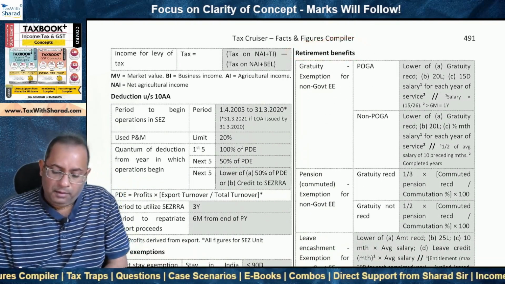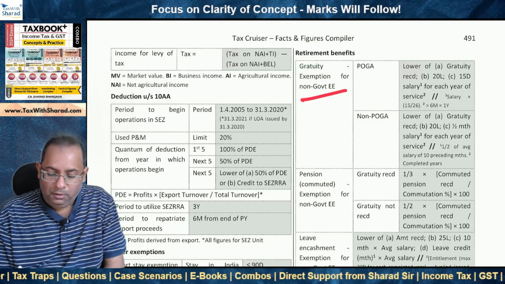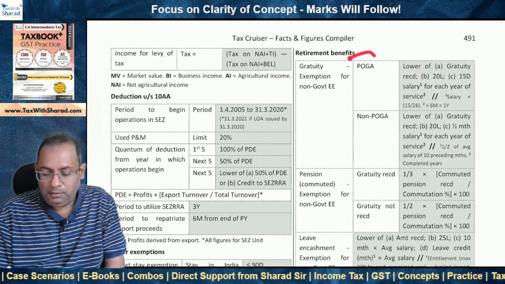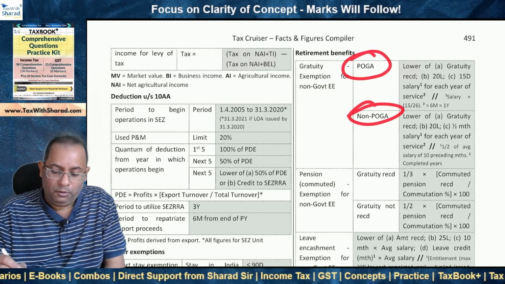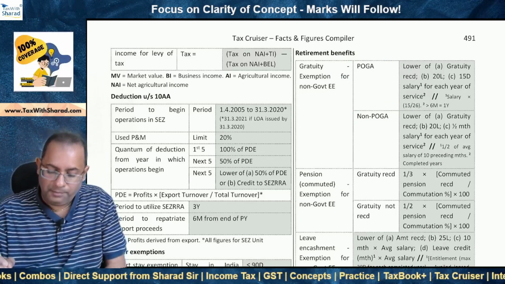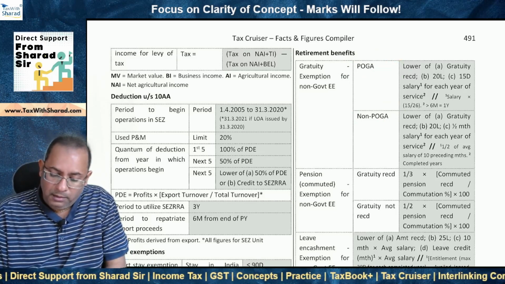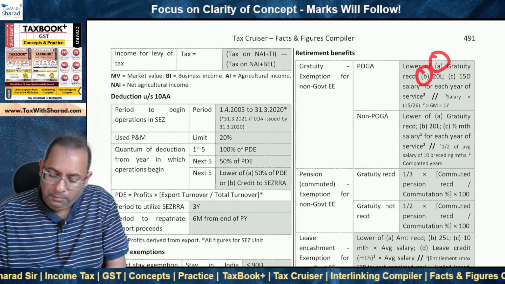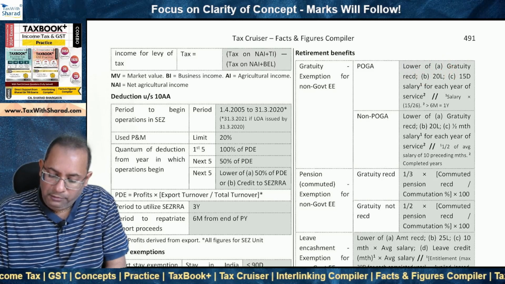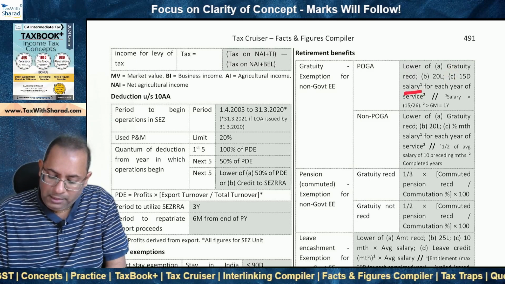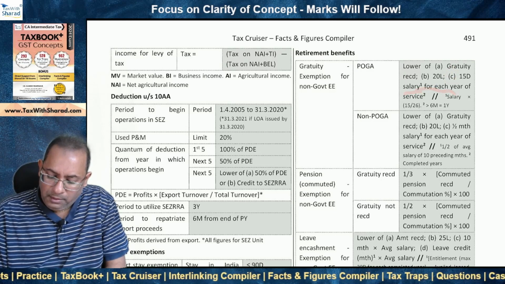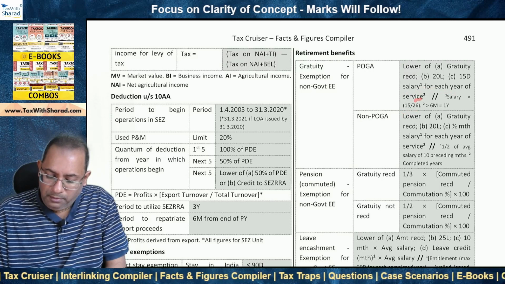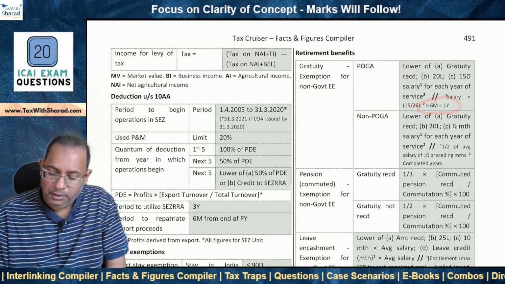Retirement benefits. Gratuity exemption is available for non-government employees, and the formula depends on whether the employee is covered under the Payment of Gratuity Act or not. In case of POGA, the exemption formula is the lower of A, gratuity received, B, 20 lakh, C, 15 days salary for each year of service. And for this, salary means salary into 15 by 26. And when we compute each year of service, then a period of more than 6 months is counted as 1 year.